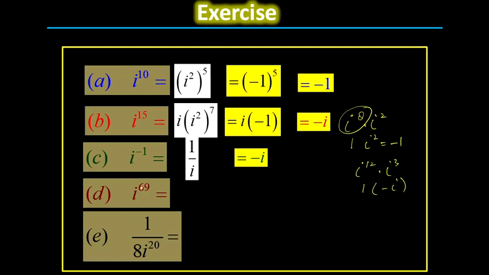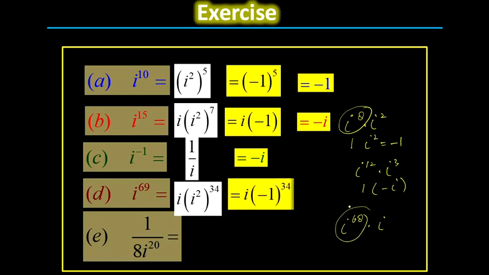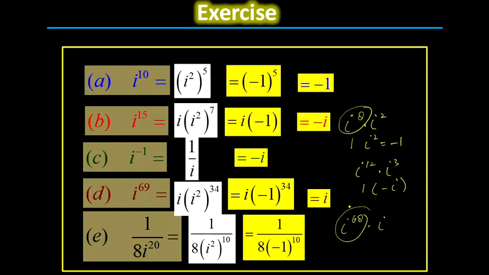If it is i power 69, now I can rewrite i power 69 as i^68, the multiple of 4, into i. This is always 1. What is left? You are left with i. And the same way, how to solve this? So please practice these questions and learn how to solve the powers of iota. This is just the introduction of the concept, imaginary numbers, and how to deal with the power of iota.